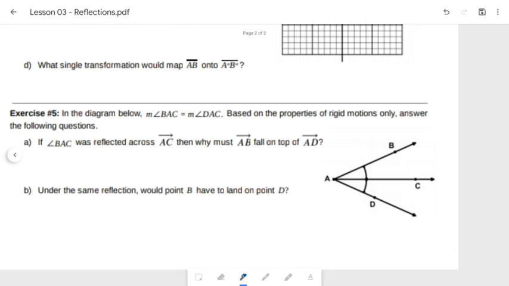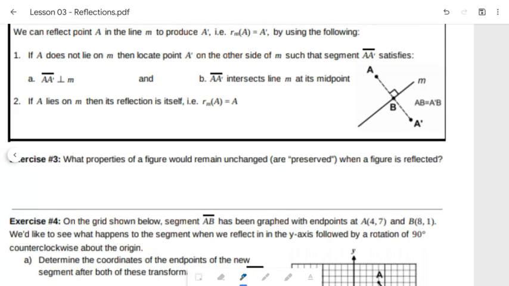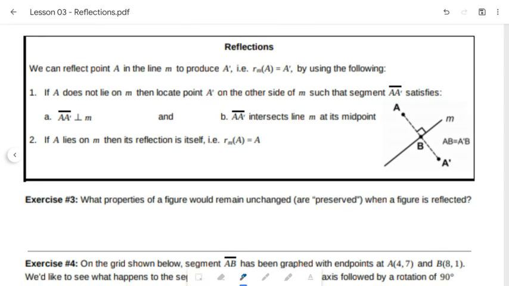Now, that being said, let's go see what that really sums up to. So a reflection, if we reflect the point A, it becomes A prime when we reflect over this line M, right? That original point A and the new point A prime is always going to be perpendicular to the line of reflection, and it's going to intersect by passing through the midpoint. So that's where we get the perpendicular bisector from. And if A lies on M, then its reflection is itself, aka like that fixed point before. If it's already on the line of reflection, it's staying still.